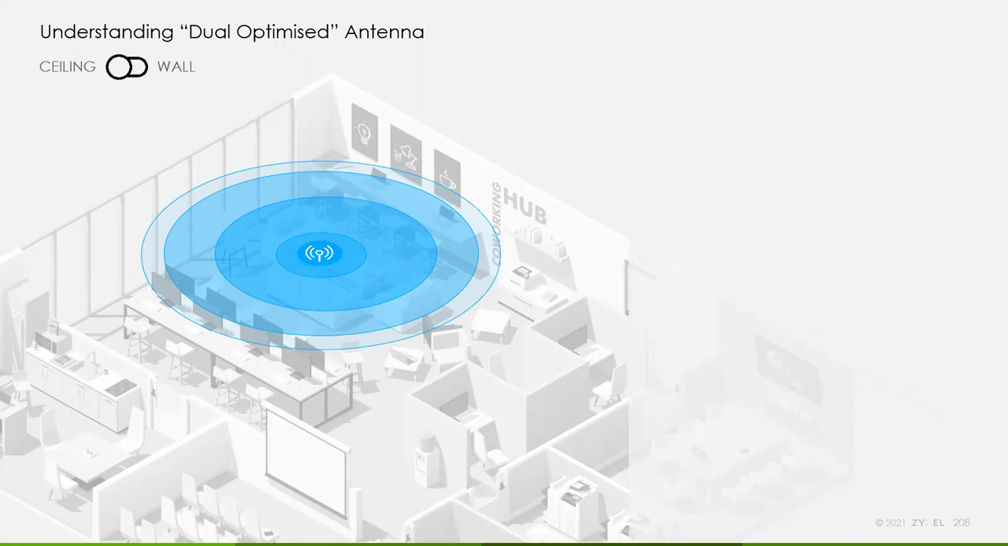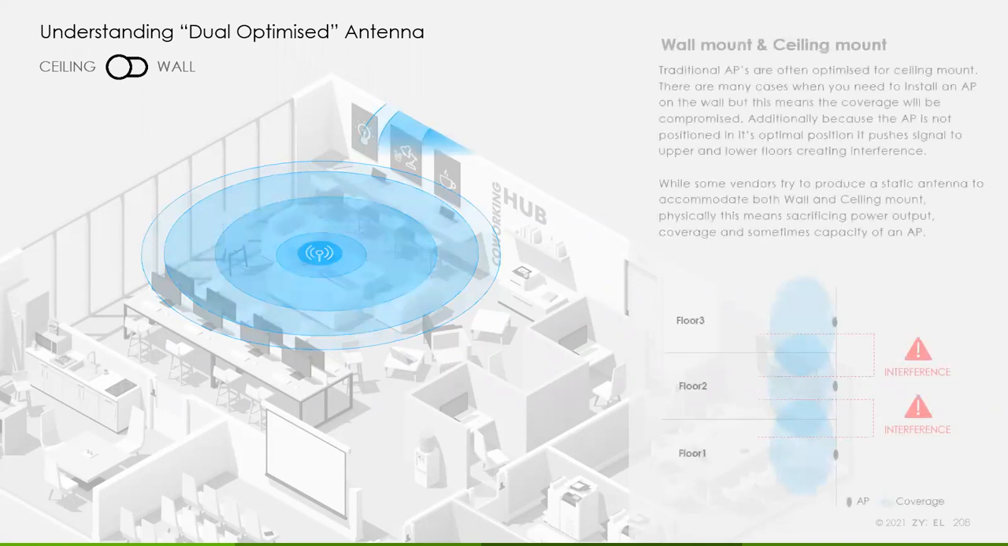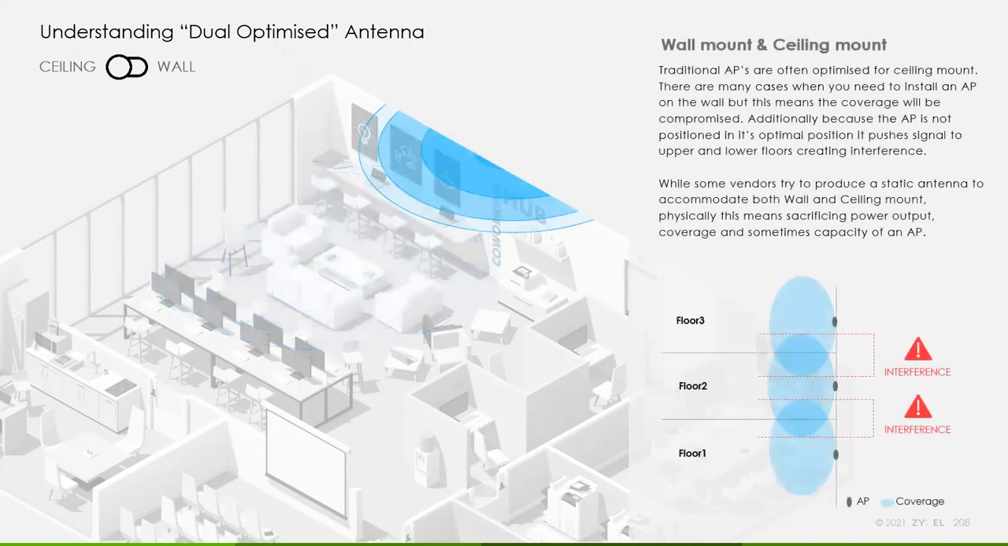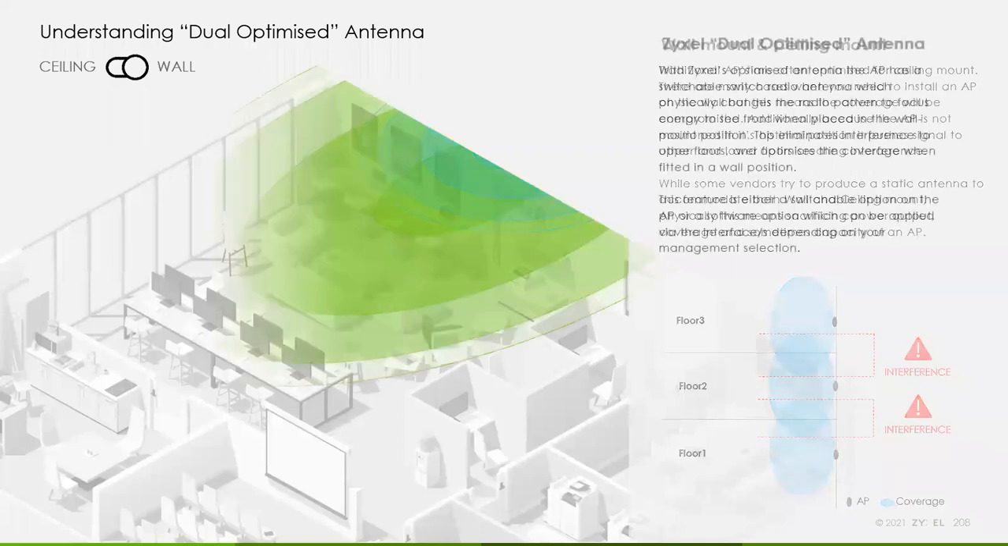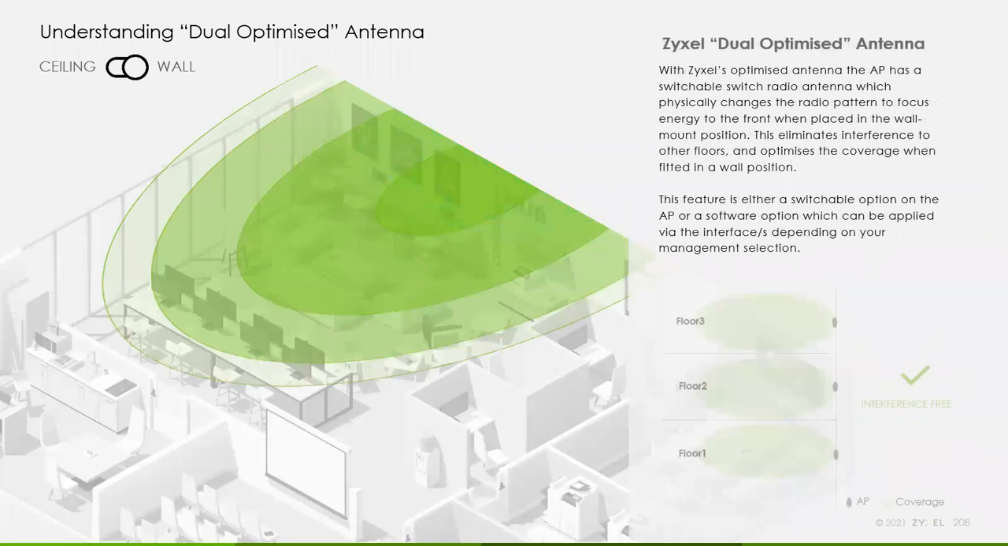So when you do that, you end up in a situation where the antenna pattern or the signal coming off of that AP is suboptimal. You end up sending a bunch of your signal up into the ceiling, down into the floor. If it's a multi-story building, it can cause interference issues between the floors. It just provides generally poor coverage. So what we've done on some of our APs that offer this dual optimized antenna is we give you two sets of antennas, your standard ceiling mount antenna, but also an antenna that's optimized for wall installation. And you can switch between those two patterns based on where you've installed the individual device.